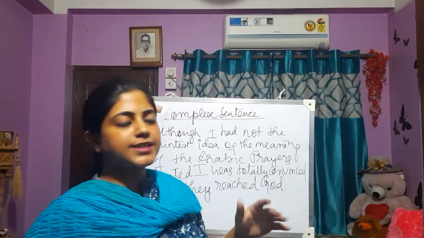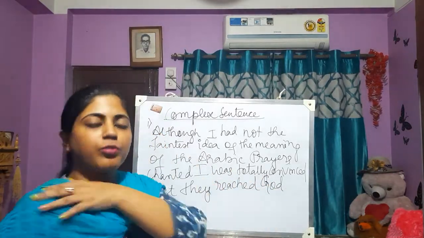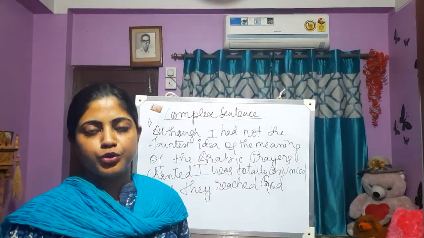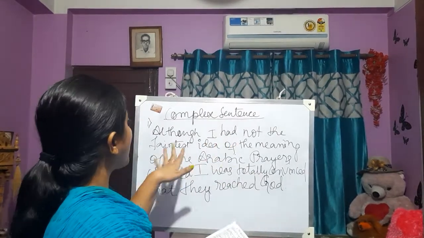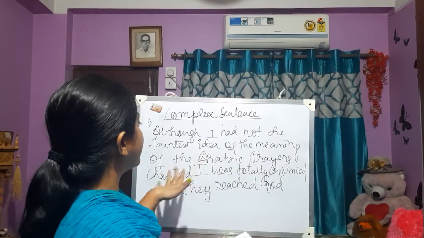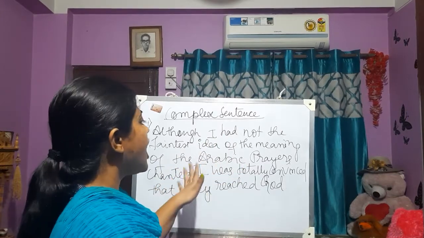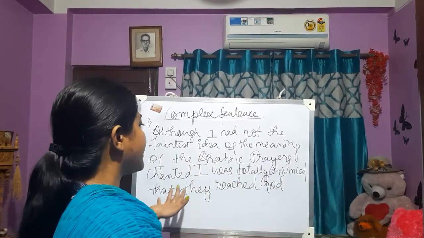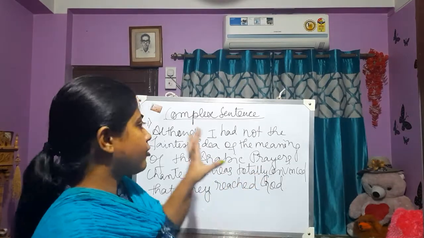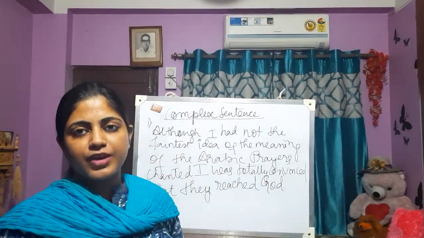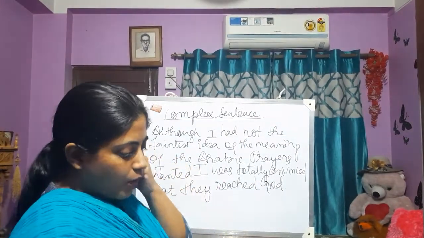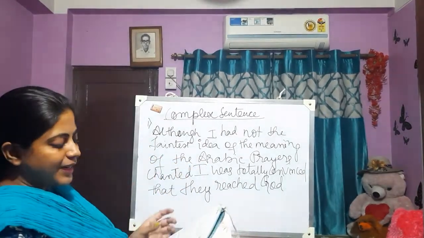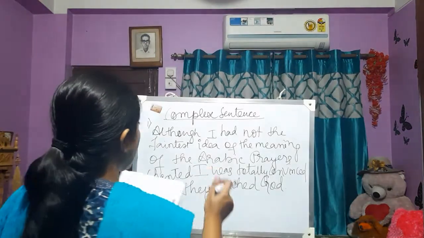I'm reading out the sentence in case you don't understand my handwriting on the board, since I'm writing it big for you to see it properly. So the sentence is, although I had not the faintest idea of the meaning of the Arabic prayers chanted, I was totally convinced that they reached God. Now the sentence is taken from APJ Abdul Kalam. Now, how will you split the sentence?